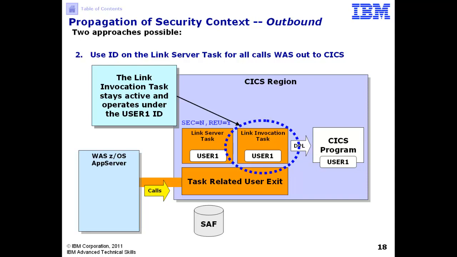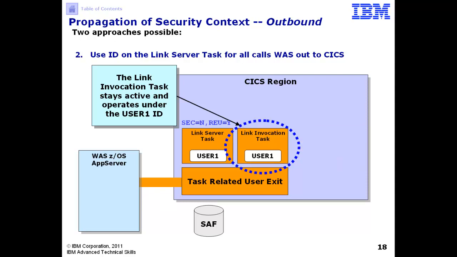The calls result in the DPL of the named programs. But only one ID is used, the ID defined to the started link server task. We have just illustrated a trade-off. Which you use is a matter of your requirements.